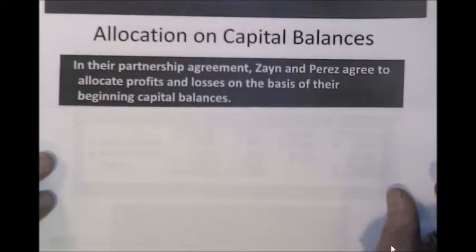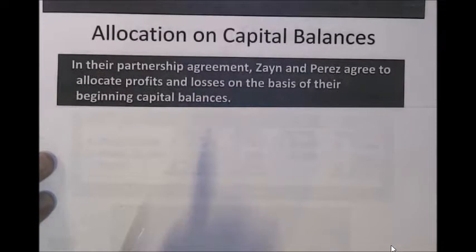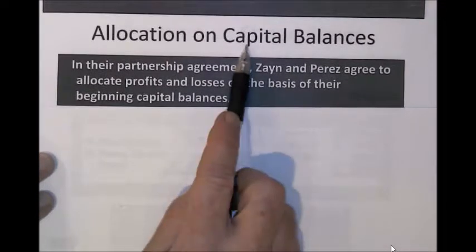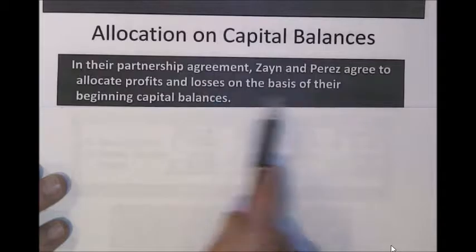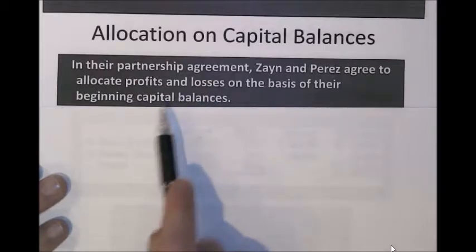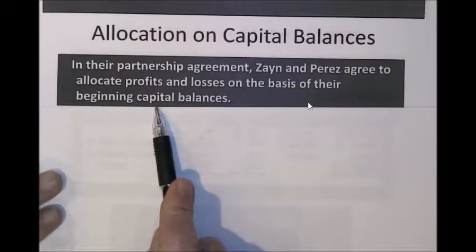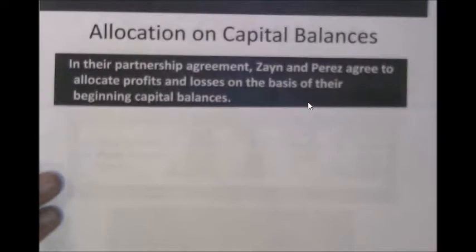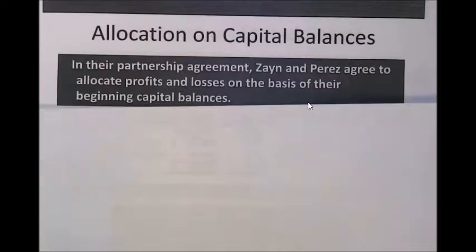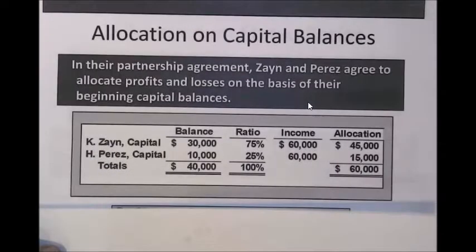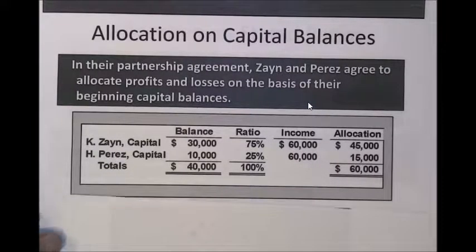Now, what happens instead if we do their allocation based on the balance in their capital account? So now let's say that they're going to allocate profits and losses based on how much they have in capital at the beginning of the year, right? And again, they have $60,000 in income. So I'm going to show you this whole table.